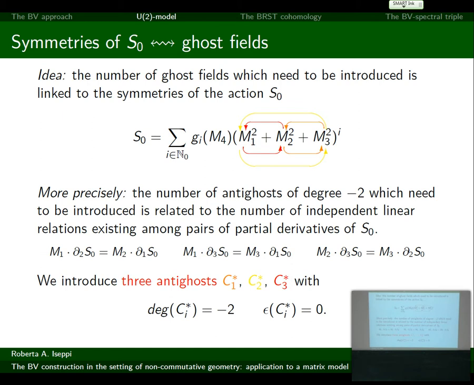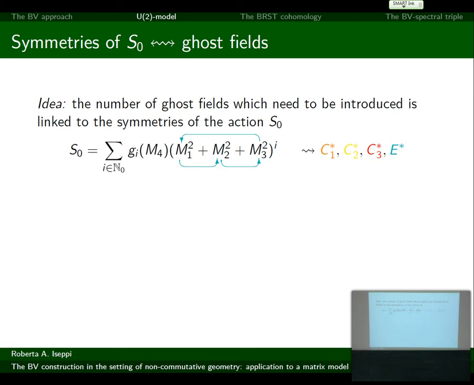But of course, this is not the only possibility, there is another one. We can send M1 into M2, M2 into M3, and then M3 into M1. This is, again, a symmetry of our action, but a more complicated one because it involves all 3 variables at once. For this reason, we have to introduce another anti-ghost field, this E star.